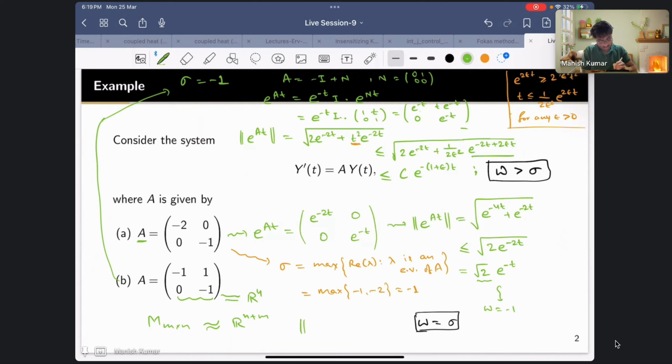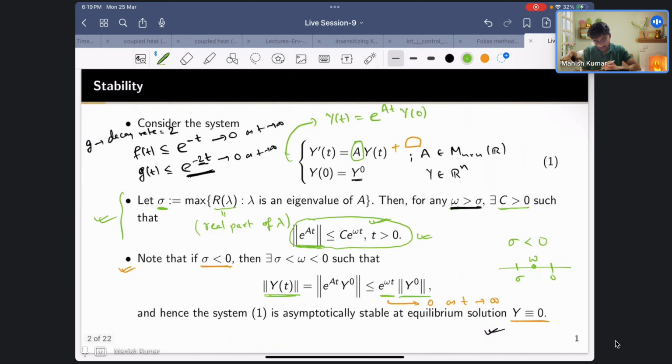But what is the significance of finding this omega? I am saying that when I am writing this theorem, this is one theorem: you take the maximum of the eigenvalues, then you can expect this kind of estimate. Let's not call it a decay rate as of now. So if you have sigma as the maximum value, then for any omega you have this kind of estimate.